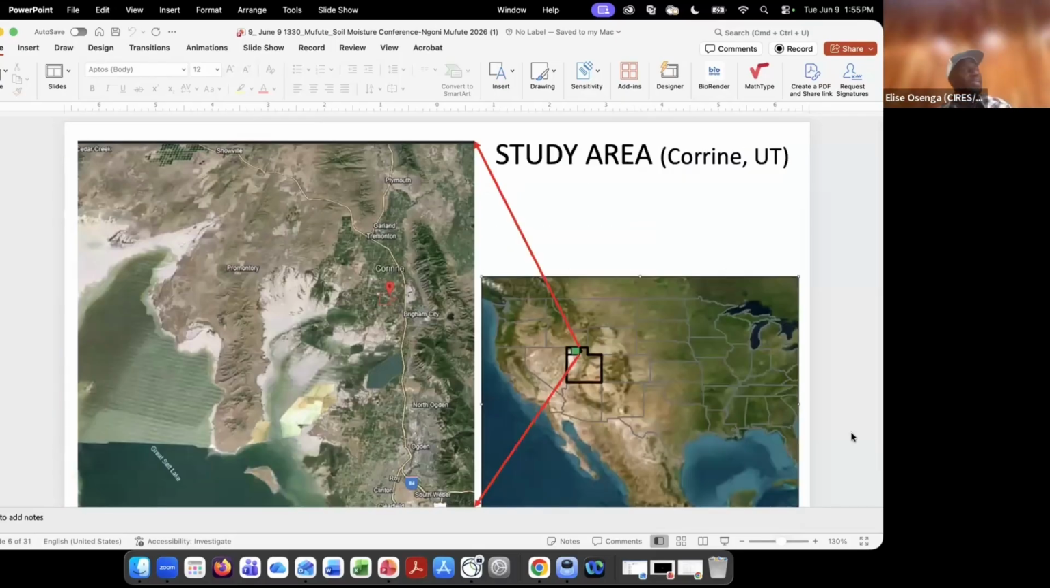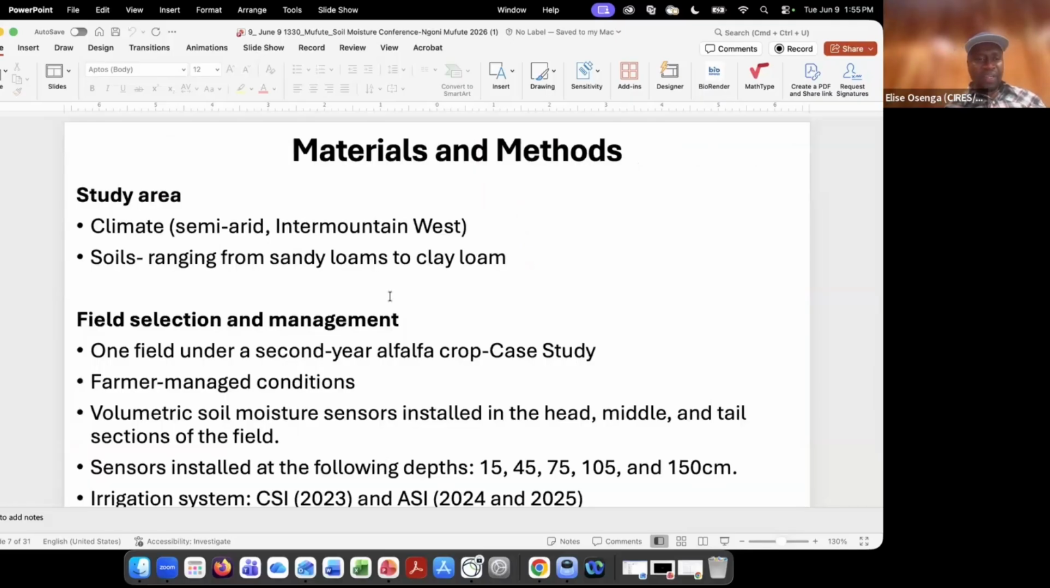This study was carried out in an area that is very close to the northern shore of the Great Salt Lake in Utah. This place is very sensitive to nutrient loads because the nutrients will go directly into the lake. So that's why we chose that area. It was an on-farm trial on a second year alfalfa crop, and basically it was on one field.